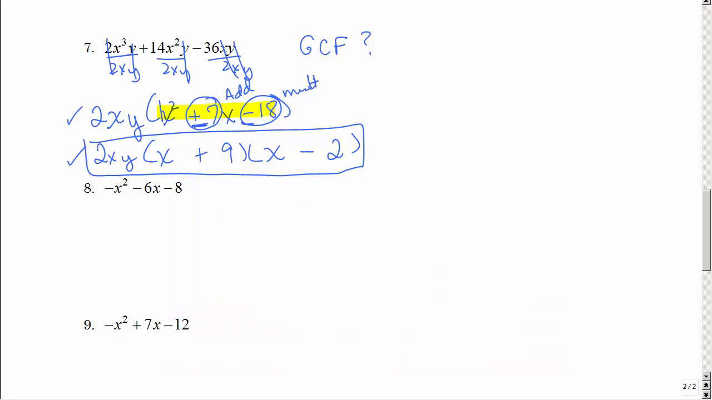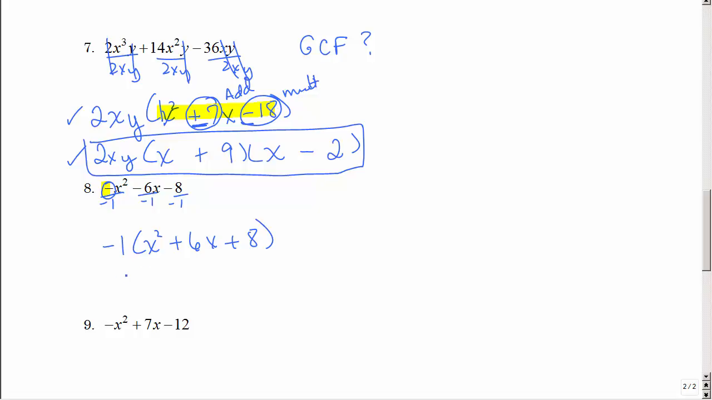Now number 8, it looks pretty easy, but what's different? It's that negative in front. We could keep that, but it's a lot easier if you factor out a -1. They don't have anything in common, but you have a negative. So if I take out a negative, meaning I divide everything by -1, that's going to change all the signs. And in this case, they're all going to change to positive.